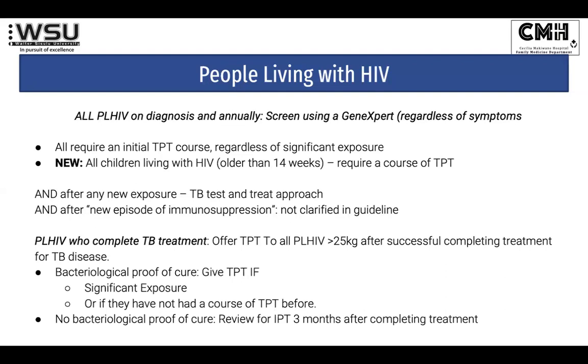If there's no bacteriological proof of cure at the end of the 6 months, they recommend you wait 3 months, and then at 3 months you assess them again on the same principles. Have they had an exposure? Have they had TPT before? But certainly the door is open to just routinely give people the TPT for a year after they've completed their treatment.